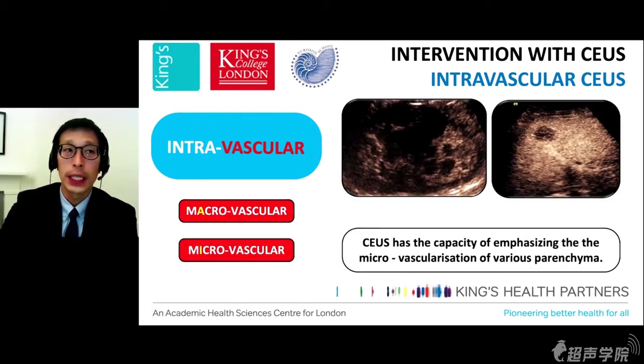But the strength of the intravascular ultrasound is in its depiction of the microvasculature of tissues. One of the limitations of conventional ultrasound is its lack of ability to differentiate between tissue with different vascularity, and contrast-enhanced ultrasound has the capacity to emphasize the difference of microvasculature between various parenchyma and pathology.